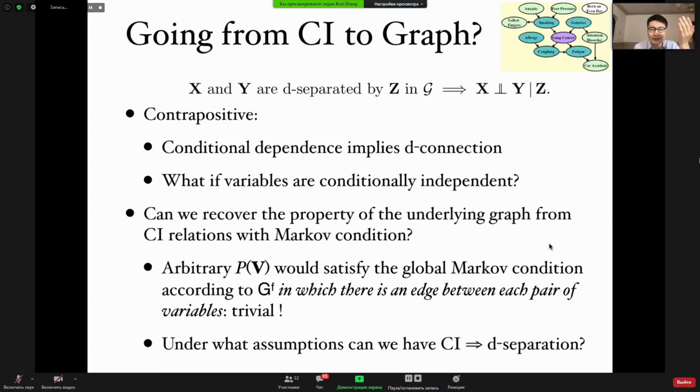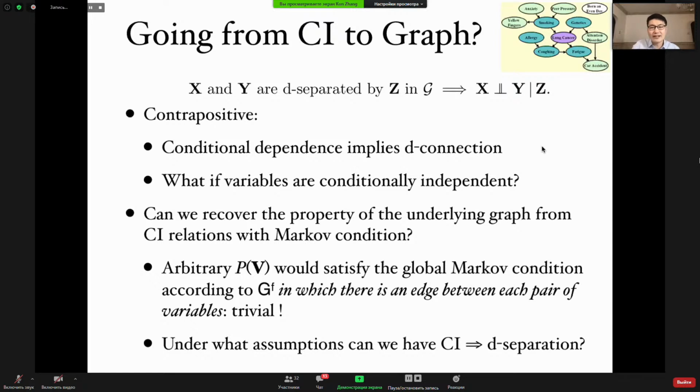First of all, we have the Markov condition. For instance, if you apply the global Markov condition, we have the following: if two variables are d-separated by another variable Z in the graph, then we know they are conditionally independent, right? So we can go from graph to independence relations. How can we go back? If you want to go back, you have to apply something like the contrapositive of this proposition. That means if you see conditional dependence between X and Y given Z, then X and Y are not d-separated, or d-connected, by Z, right? So this is the contrapositive of the proposition.